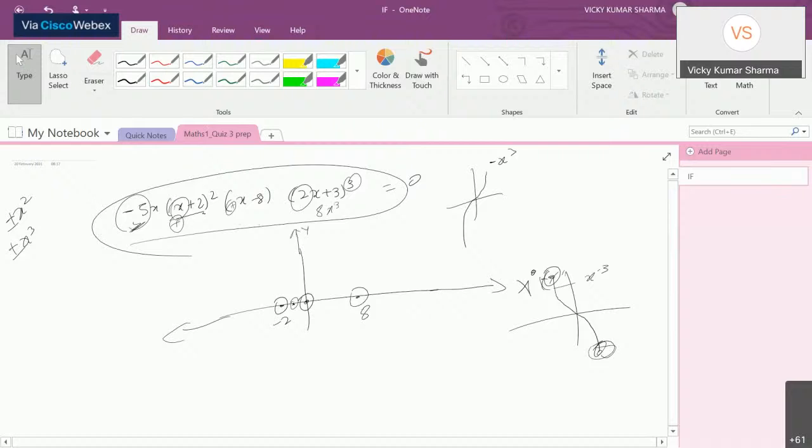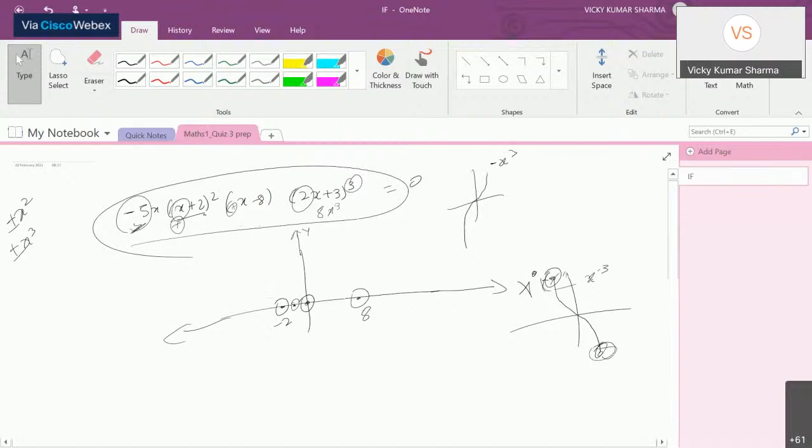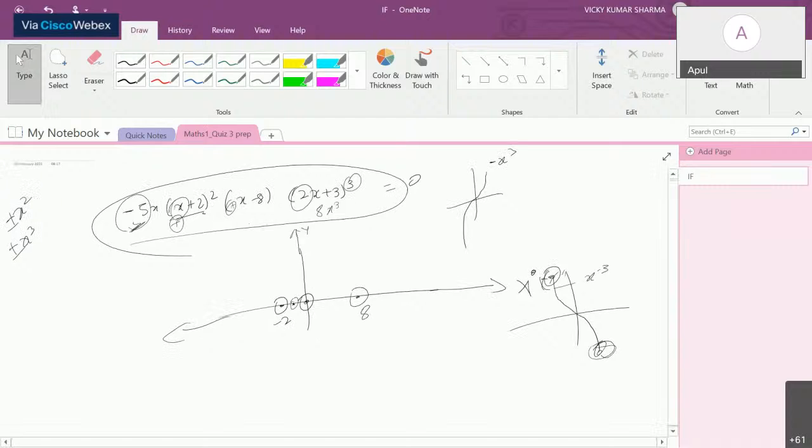So basically, Apul, right? Yes. Yeah, Apul. So what we have to do is, see, it's not just this. Actually, for this part, yes. Because this is anyway going to be a positive one, and this is going to be a positive one again. The coefficient, the leading coefficient.